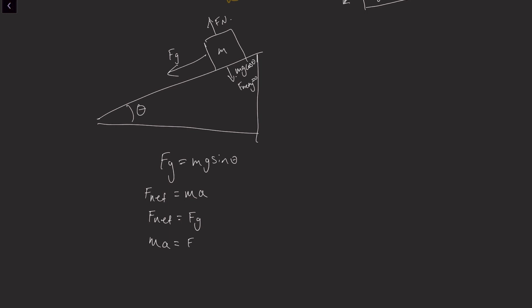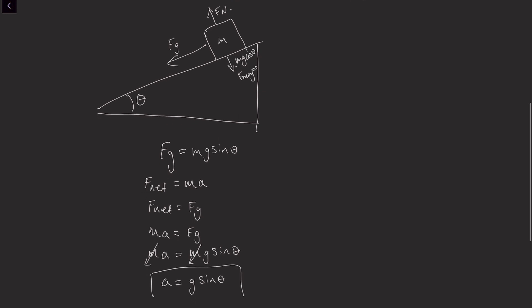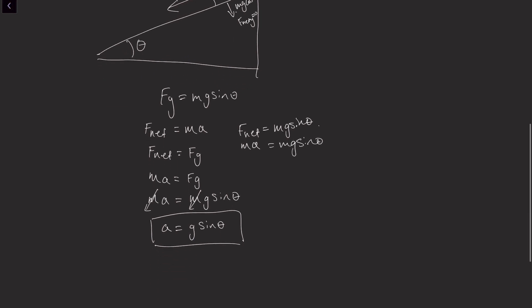ma equals the force due to gravity. So the mass times acceleration equals mg sine theta. And now we see that the two masses cancel. So we're left with a equals g sine theta. So this is an interesting result. We've gone from the net force equals mg sine theta. We know that the formula for net force is ma. And we have rearranged and cancelled. And we are left with a equals g sine theta.